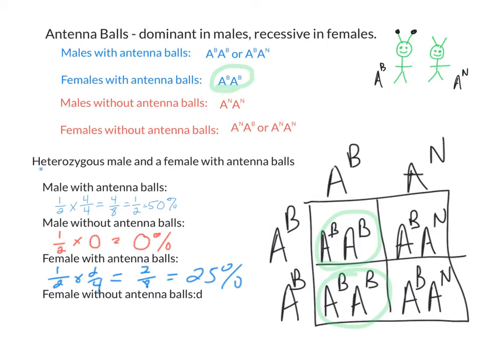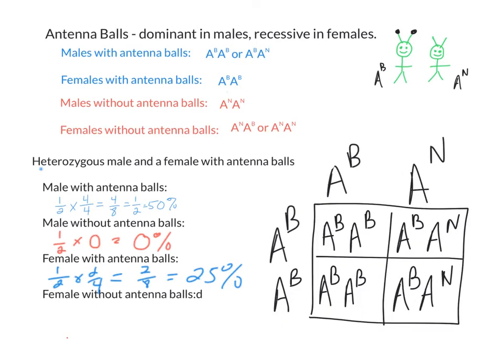The probability of having a female with antenna balls, well, antenna balls is recessive in females, so they have to have 2 antenna ball alleles. And that happens twice in our possible offspring genotypes. So to calculate it, we take the probability of being female, 1 out of 2, times the probability of having 2 antenna ball alleles, so 2 out of 4. And that gets us 1 times 2 is 2, 2 times 4 is 8, which gets us 25%.